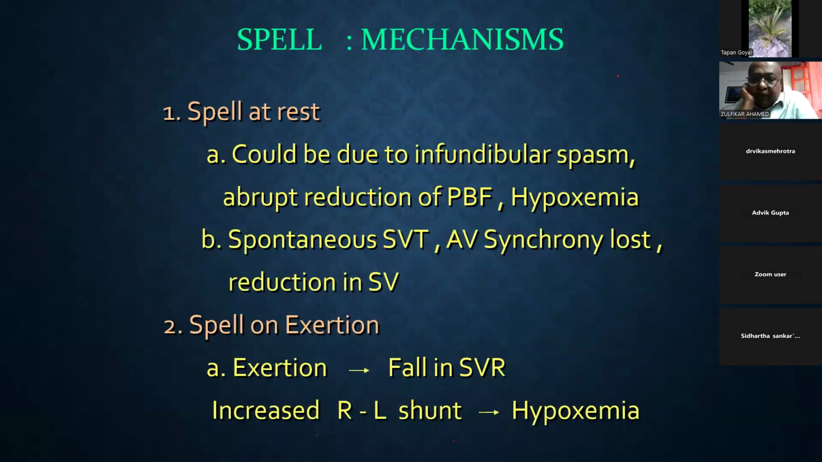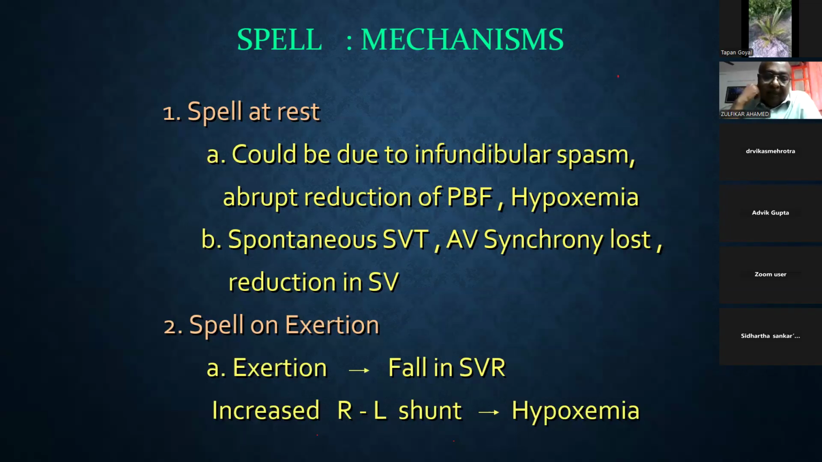And again, one or two slides on spell mechanism, because again, this has been asked in the examination: spell at rest or spell on exertion. Spell at rest in a small baby could be due to an infundibular spasm with an abrupt reduction of pulmonary blood flow and hypoxemia, whereas spontaneous SVT is also supposed to produce a reduction in stroke volume by loss of AV synchrony, which can precipitate a spell.